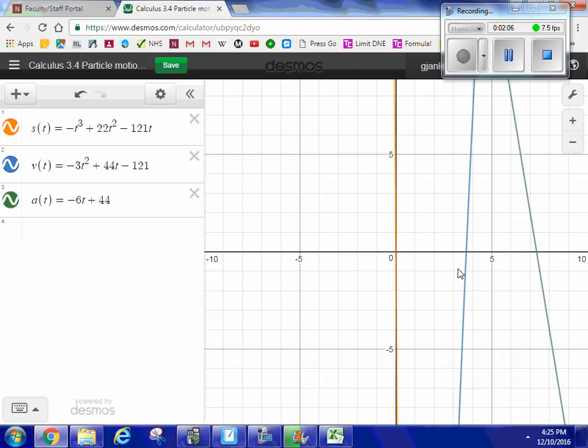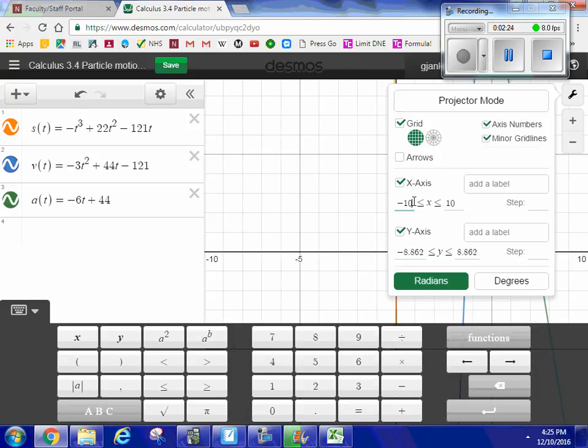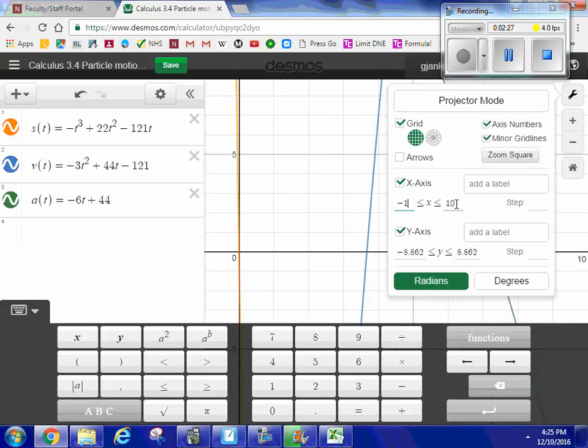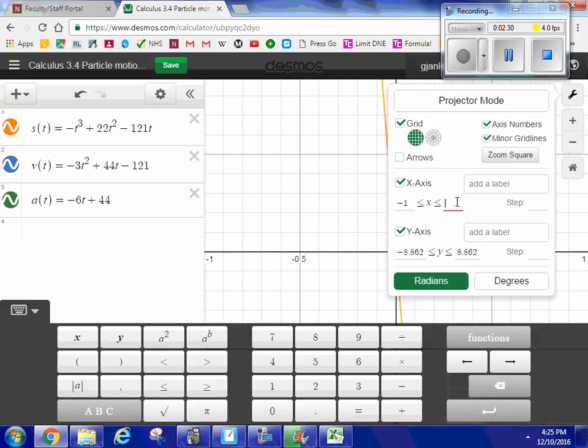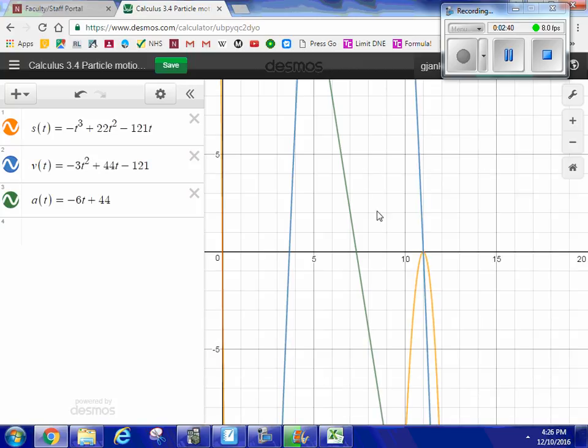First thing I'm going to do is check my settings. I'm not looking for negative time, I'm only looking for positive time. And I know I don't need to go out to infinity or a really big number, but I'm going to reset my x-axis. I'm going to set it at like -1, so I have a little bit of space next to the 0. And I'm going to set it as far as, let's say, 20 seconds. I'm doing that just because I have a sense of what this problem is looking for in terms of x values.